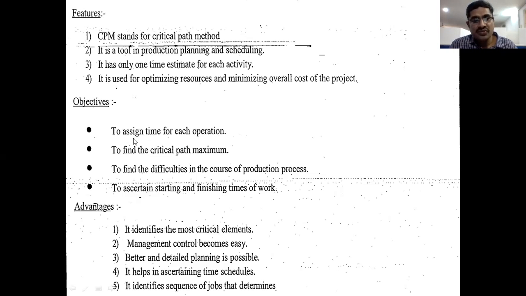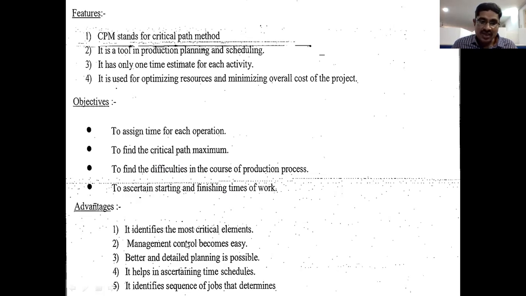Next, objectives: we have to assign the time for each and every operation. You have to allocate the time, and after allocation, each and every activity should be performed within the time. Next, find the critical path and find the difficult actions and activities. And next, the starting and finishing time of works. From the starting point to the finishing point, we can understand each and every time.